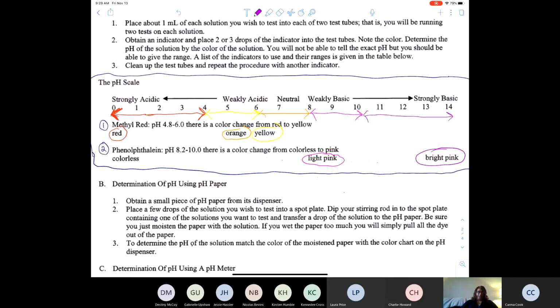Now, when you add phenolphthalein, and if you don't get any color at all, if it's colorless, then you're in the acidic range.